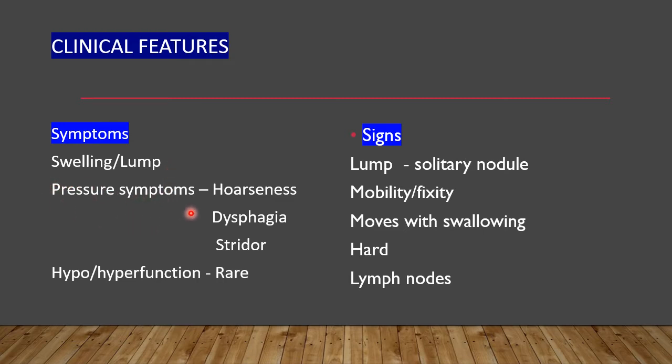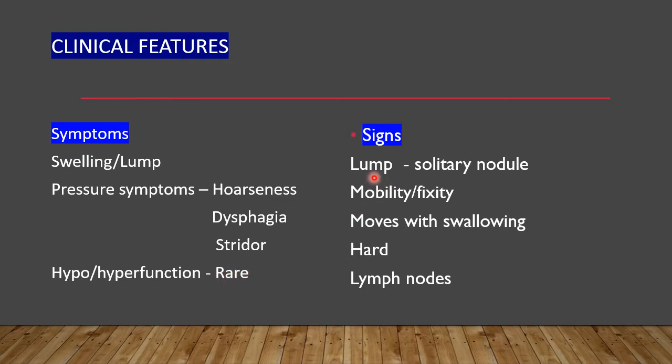Then the pressure symptoms due to the swelling or the lump, which are three of them: hoarseness of the voice due to pressure on the recurrent laryngeal nerve, dysphagia due to pressure on the esophagus, and stridor, which is a late symptom due to pressure on the trachea, which the thyroid lobes straddle. Hypo and hyperfunction symptoms are rarely encountered in malignant lesions of the thyroid.